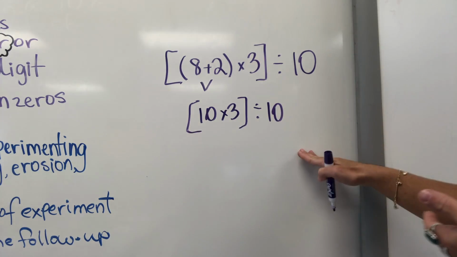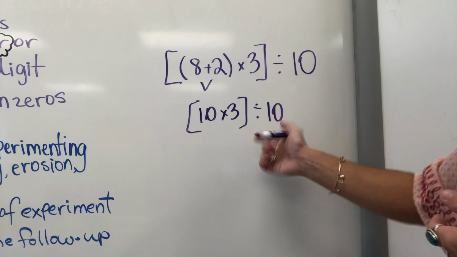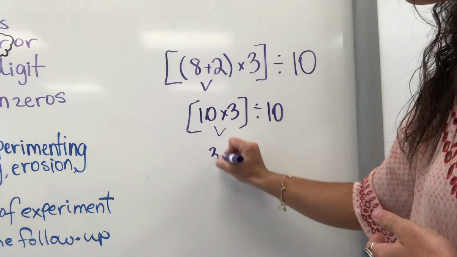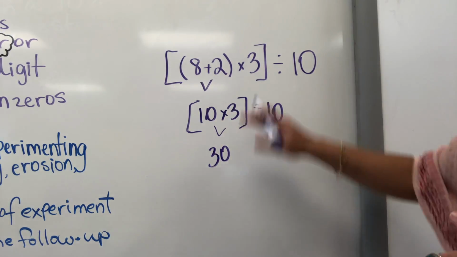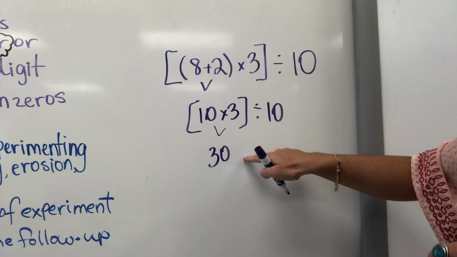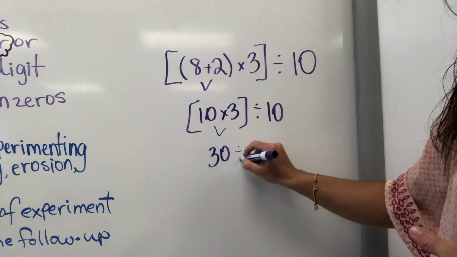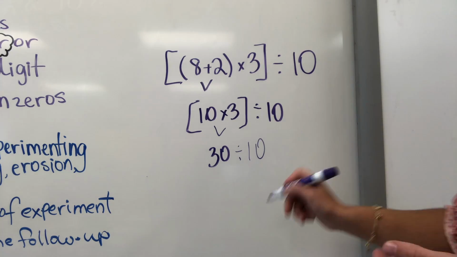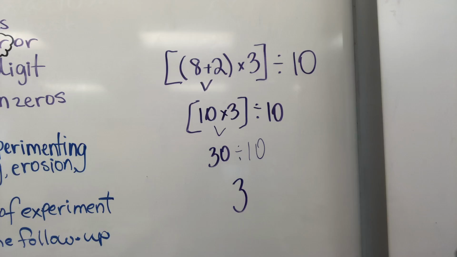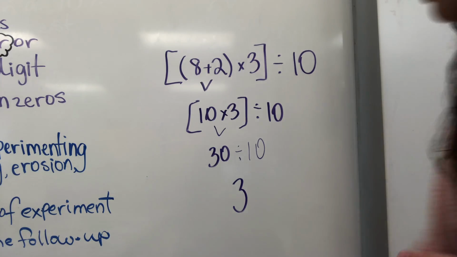So do I see any grouping symbols? I do. I see brackets. So 10 times 3 is 30. I'm going to stop and bring everything down. I no longer need to bring my brackets down because I've solved everything within them. And now my last operation is division. 30 divided by 10 is 3. My answer would be 3.